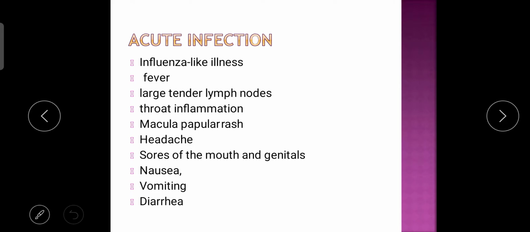You will be seeing the fever, enlarged tender lymph nodes, throat inflammation, maculopapular rash, headache, sores of the mouth, esophagitis, nausea, vomiting, and diarrhea. These are the signs you can notice in acute infection. It is like a normal illness for a few days only, though the person is having HIV.